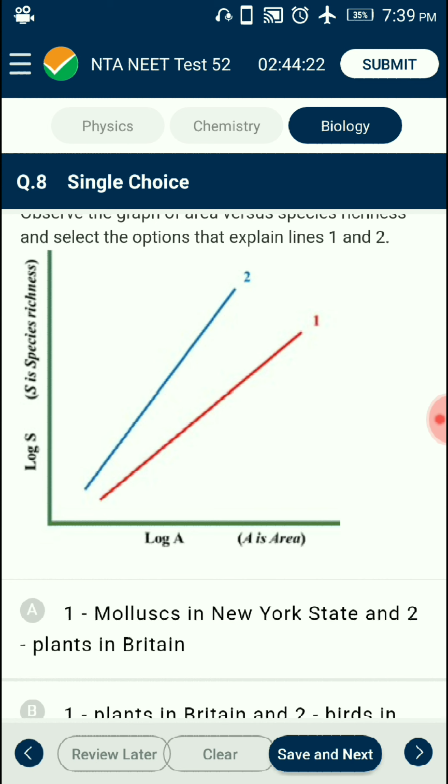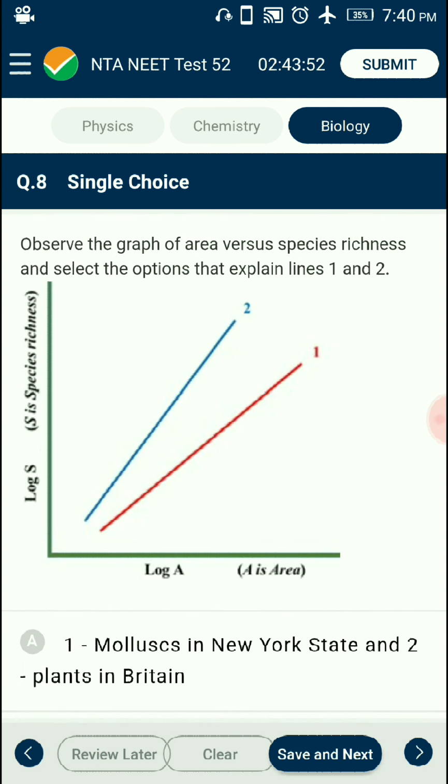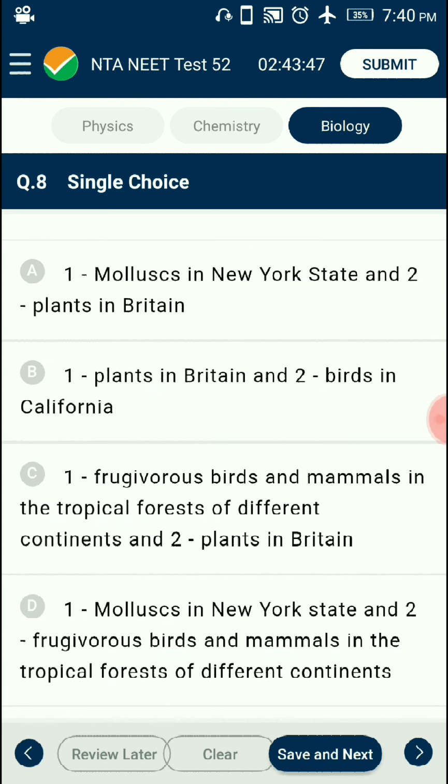But if you analyze the species-area relationship among very large areas like the entire continent, you will find that the slope of the line is much steeper. For example, for frugivorous, generally called fruit-eating, birds and mammals in the tropical forests of different continents, the slope is found to be 1.15. In this graph, line 2 is steeper than line 1, thus the Z value is higher. So the answer is option D.